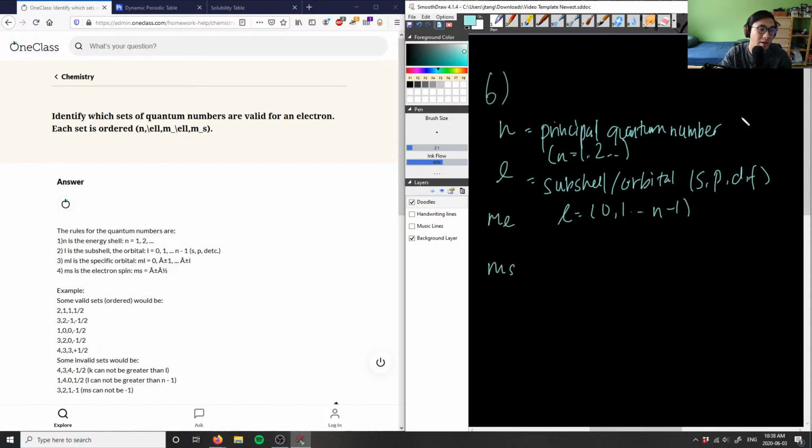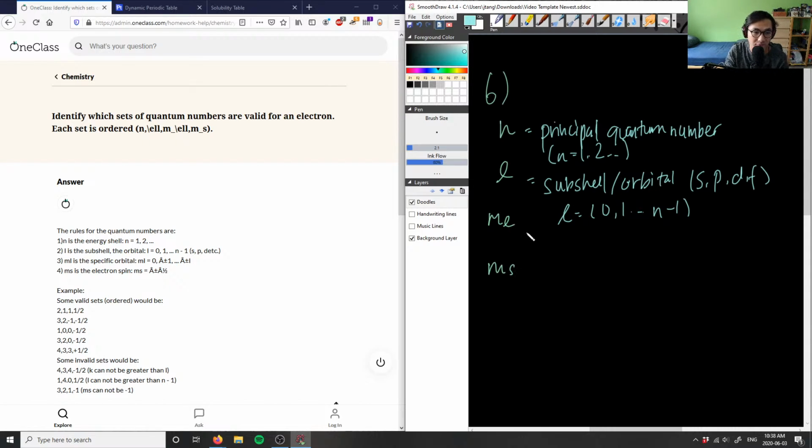For example, if you had an element that had a principal quantum number of 2, that means my subshell is going to be from 0 to 1 here. So 0 representing the S orbital and 1 representing the P orbital, which is correct here. So you can have either exist in the S orbital or the P orbital.